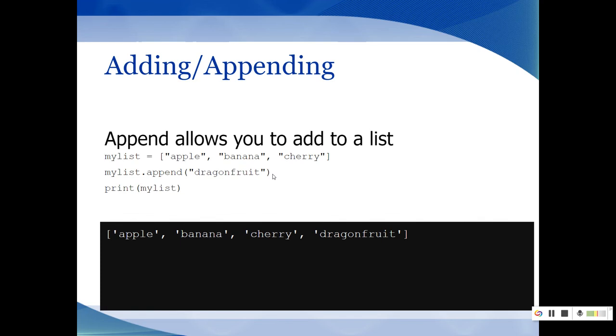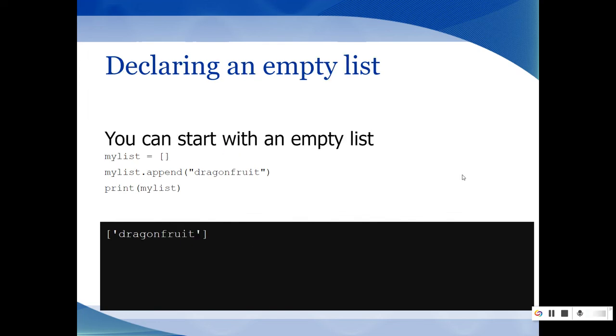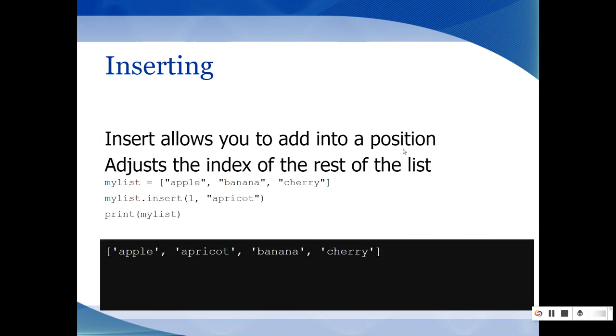Now suppose you want to add items to your list. In this particular situation, we have 3 items, but then we're going to add dragon fruit. This append keyword lets you add on to the end of any of your lists. So now when I print my list, it shows 4 values. You can also start with an empty list. So here I have my list equals, and then I just put empty square brackets, so there's 0 items in my list. And then I can add to my list as many items as I want.